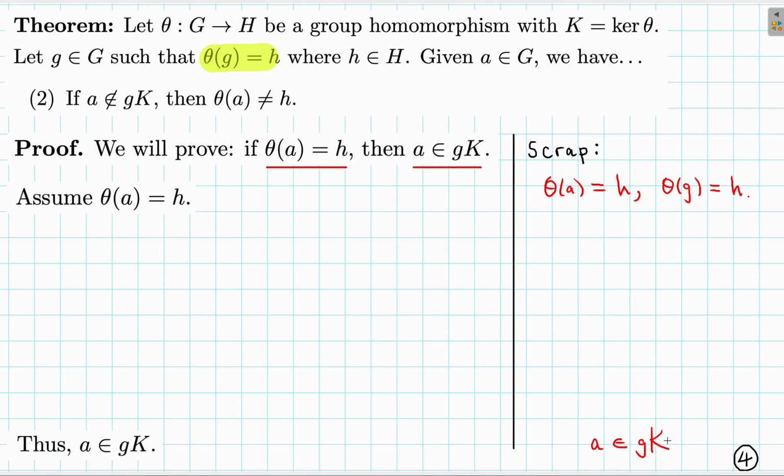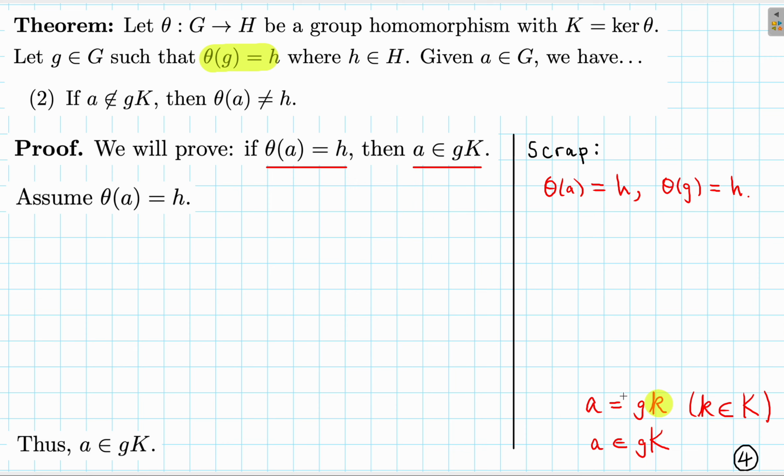And now let's work backwards. Typically, when we write a proof, we should be going forwards. But in scrap work, anything goes. So working backwards, if we're going to show that a is an element of the coset gK, that means we're going to end up showing that a looks like g times little k for some element k in the kernel. Now, what does that say about this element little k? Well, if that's going to be in the kernel, then we know that theta of little k is equal to the identity element of the codomain.